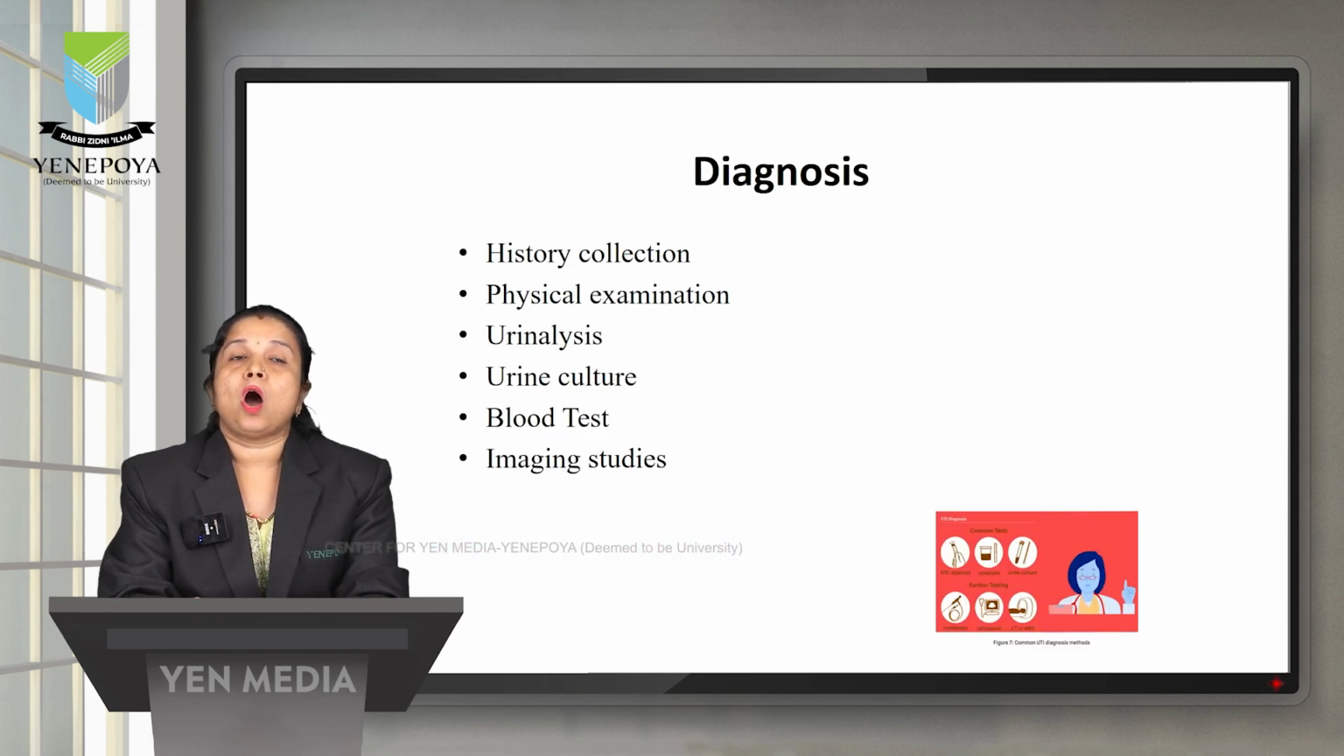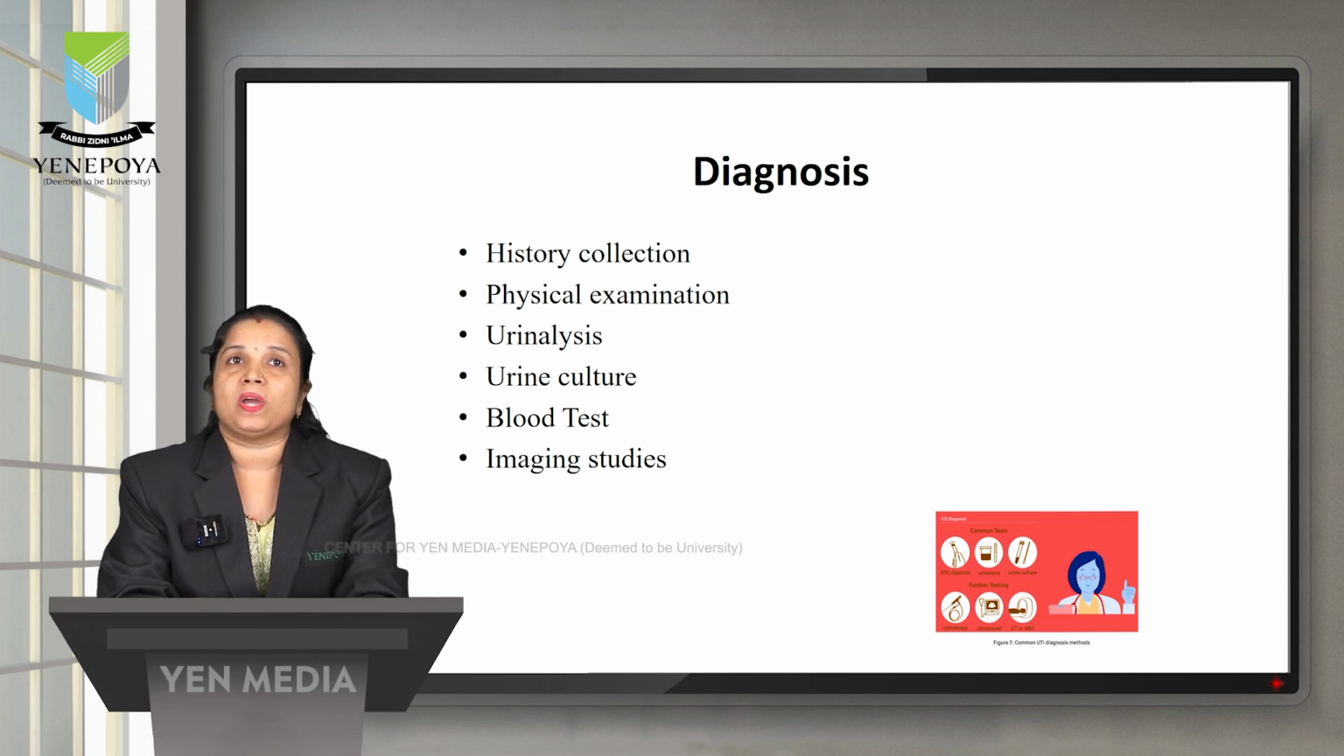Next, we will see how we can diagnose the urinary tract infection. That may be through thorough history collection from the person and performing the physical examination, through the routine urine analysis, and by doing a routine urine culture. With the urine culture, we can detect the specific microorganism which is responsible for UTI.